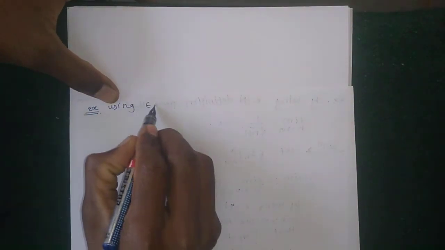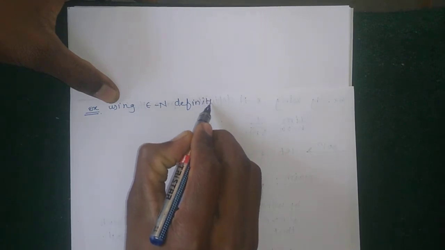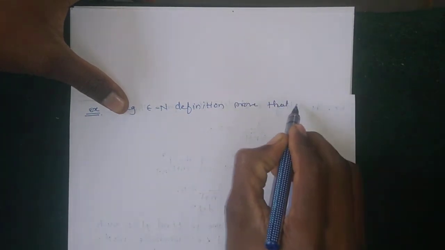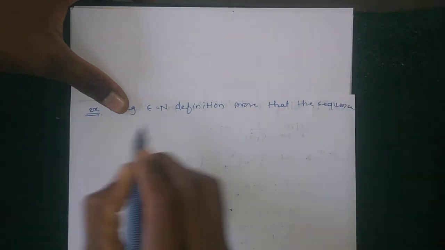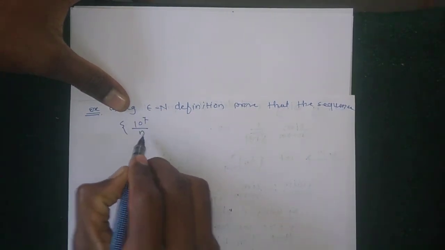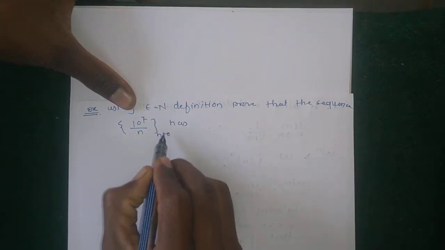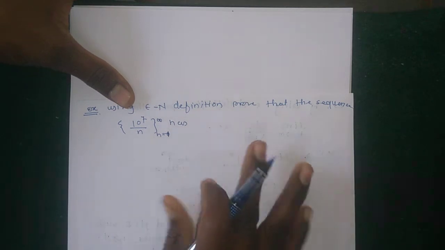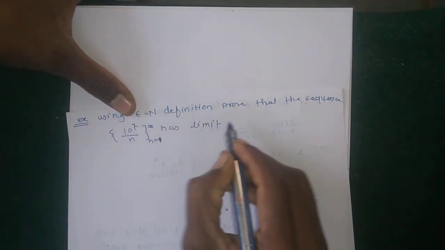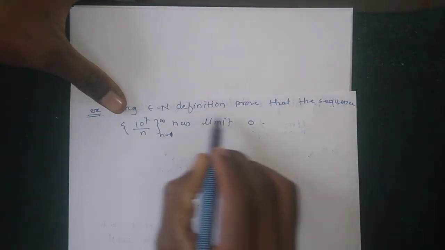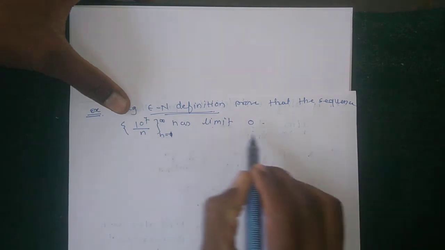Some examples of the limit of a sequence. The first example, using the epsilon-N definition: prove that the sequence 10^7/n, where n runs from 1 to infinity, has limit 0. Using this definition, we show that this sequence has limit 0.